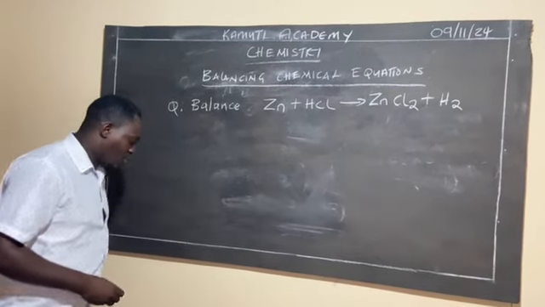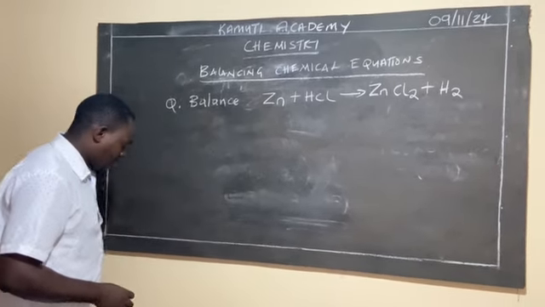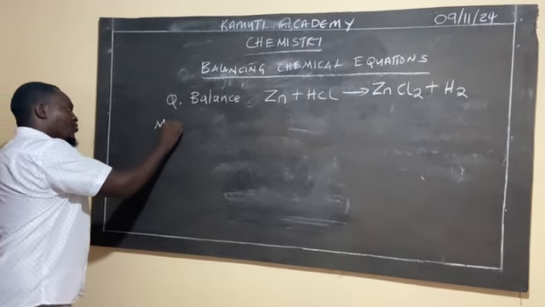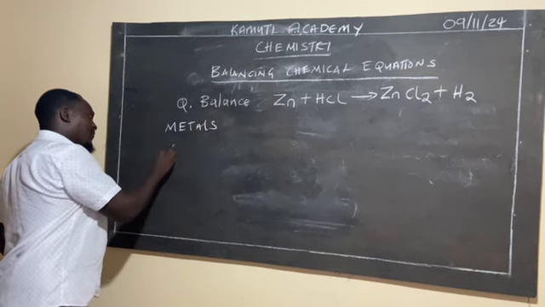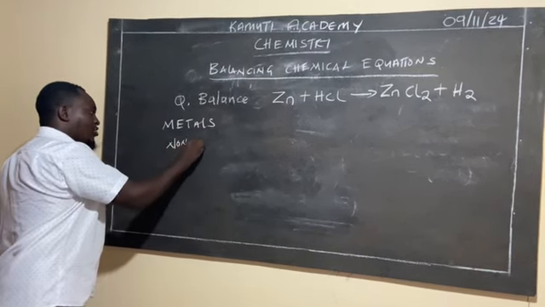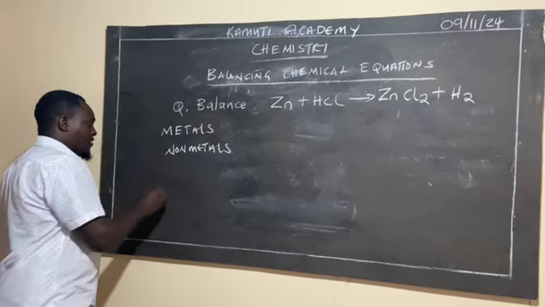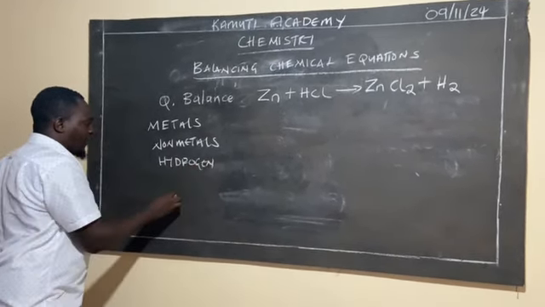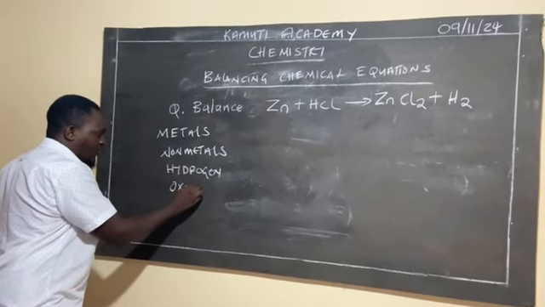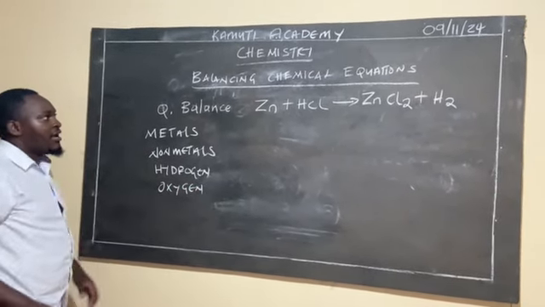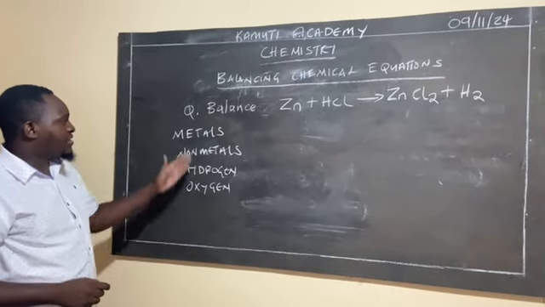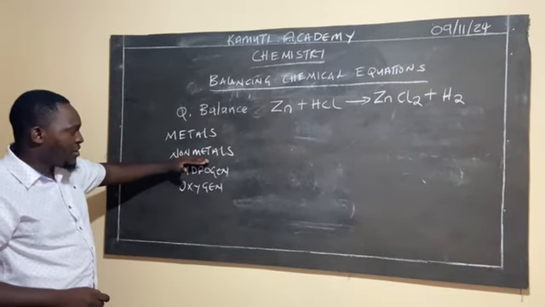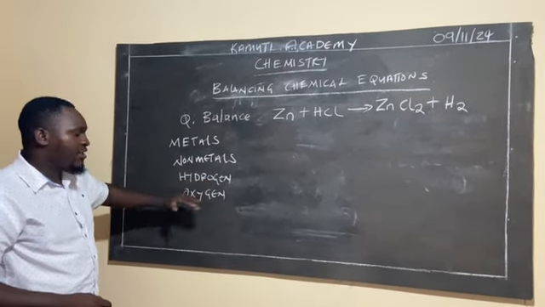The first thing we're going to do, we're going to arrange the elements in the following way. So we're going to start with metals first. So we write metals, then you come to non-metals. Then if you've got hydrogen, you write hydrogen. Then finally oxygen is the last one. So always when you are given a chemical equation to balance, this is how you should go about it. You start by writing first the metals that you have, then you go to the non-metals, then you go to hydrogen, then you go to oxygen.